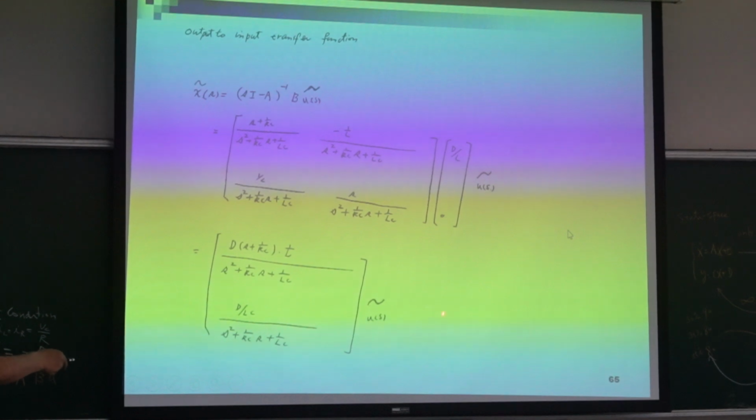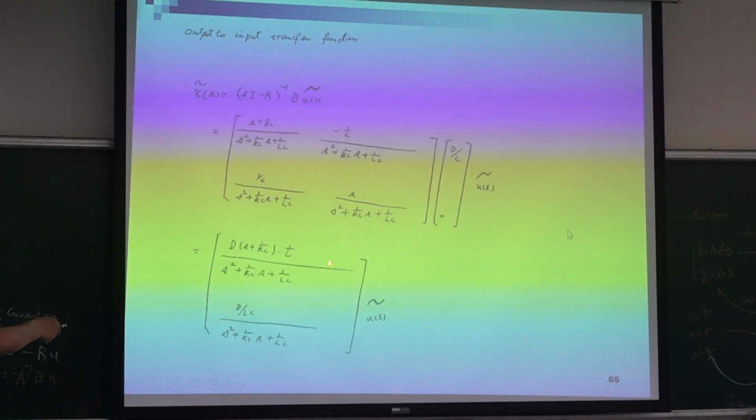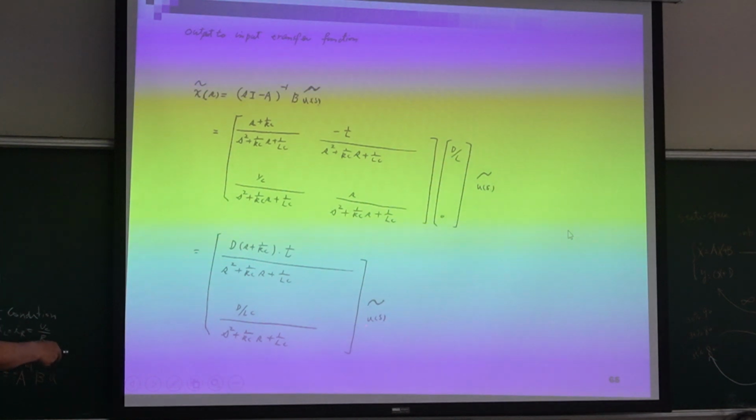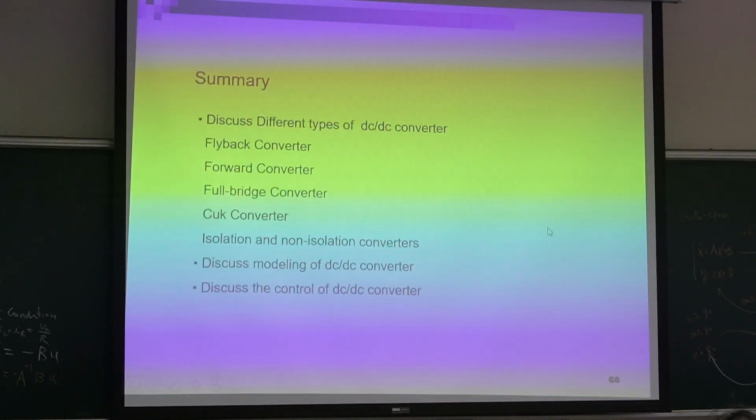This is the input ripple. This is the state ripple. The first one is the inductor current variation. So the relationship is here. The second one is the output voltage ripple. The relationship is here, right? So we can calculate IL tilde and VC tilde, which is related to the input ripple. Then we can draw the Bode diagram.